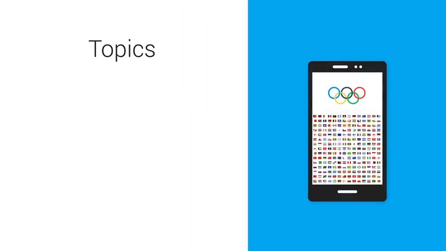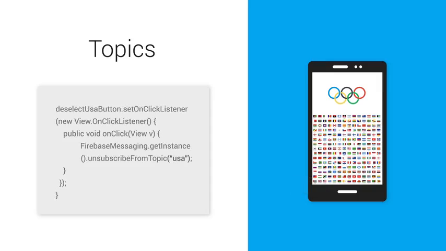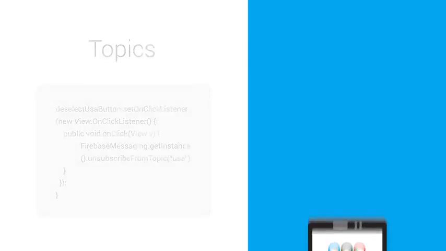On the client side, you would write code like this to subscribe to a topic in an on-click listener for one of these buttons. This, for example, would subscribe to the Japan topic when you press the button. And this would subscribe to the USA topic when you press that button. Similarly, you could add an unsubscribe button, which would use the unsubscribe from topic method.